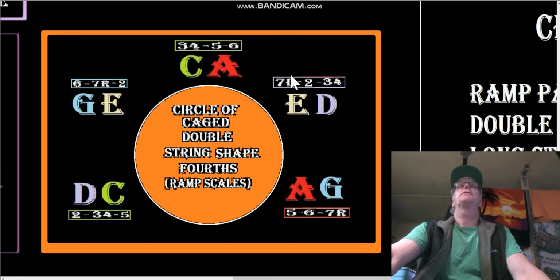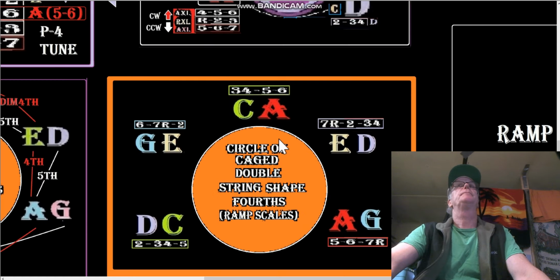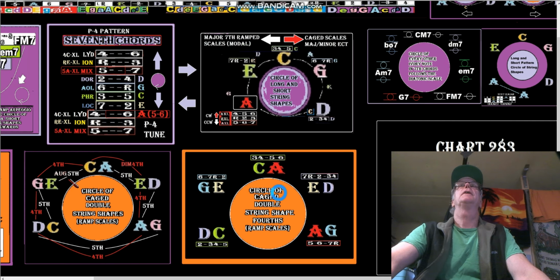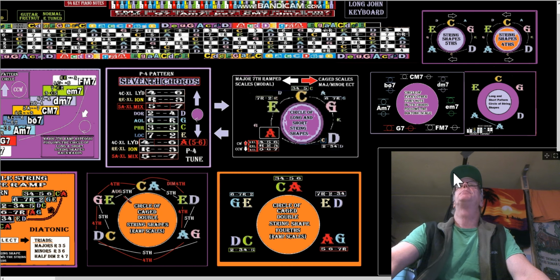So these are the string shapes that are involved going around a circle of caged double string shape fourths. Alright? So this is the last segment. So this has been a pretty good lesson.